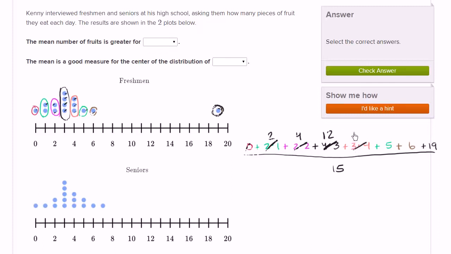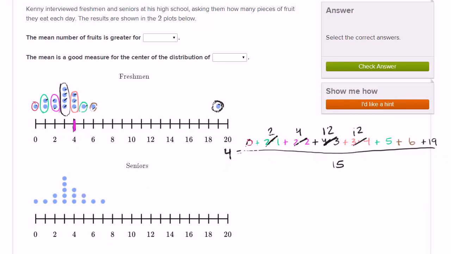And this is going to be another 12. And then we have 5, 6, and 19. So what is this going to be? 2 plus 4 is 6. Plus 24 is 30, plus 11 is 41, plus 19 gets us to 60. 60 divided by 15 is 4. So the mean number of fruit per day for the freshman is 4 pieces of fruit per day. So this right over here, that right over there is our mean for the freshmen.